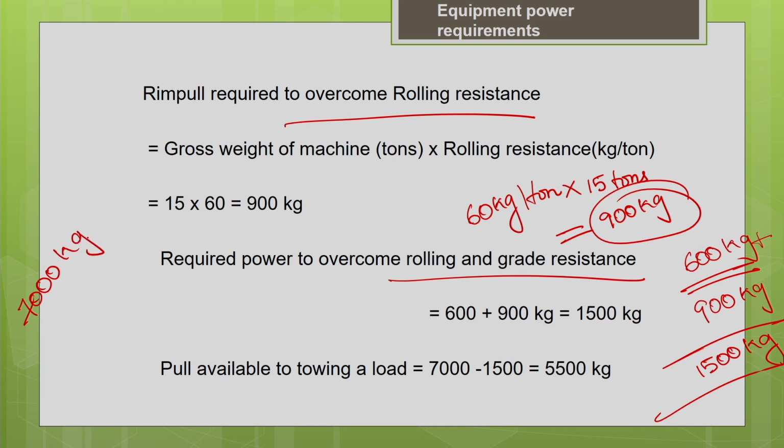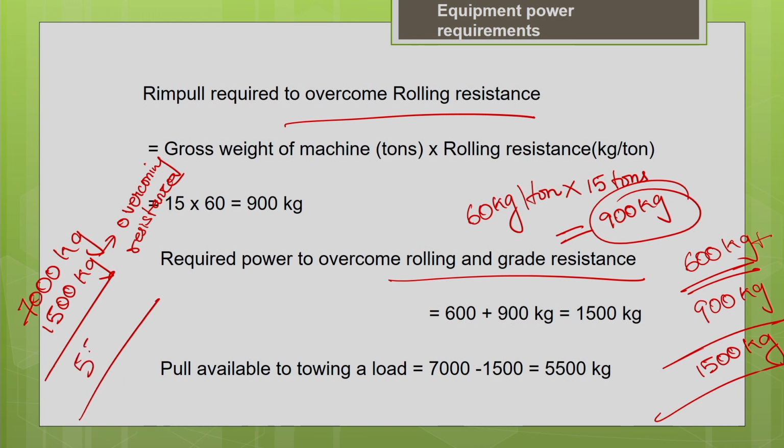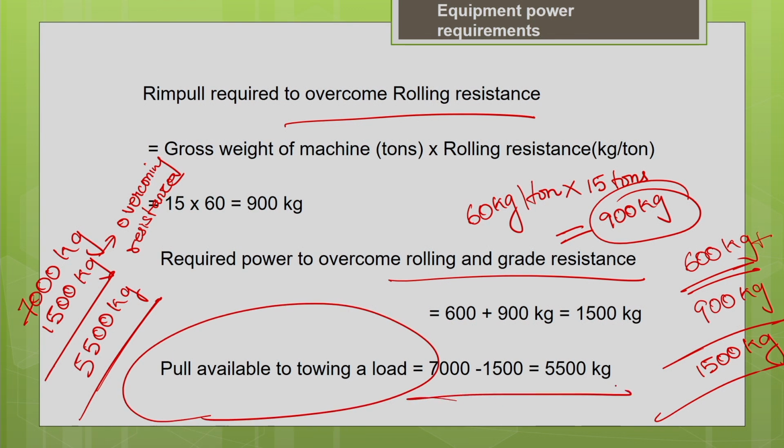Okay. So out of this 7000 kg, 1500 kg will be used for overcoming the resistances. So for overcoming the different resistances in the project site, you are going to spend 1500 kg. Only the remaining power is available for you for towing the load. So this is the pull available for towing the load, 5500 kg.